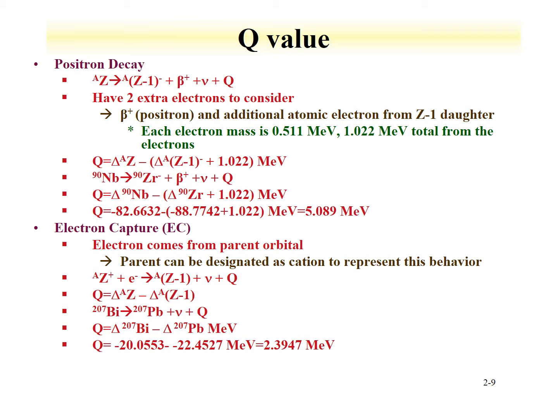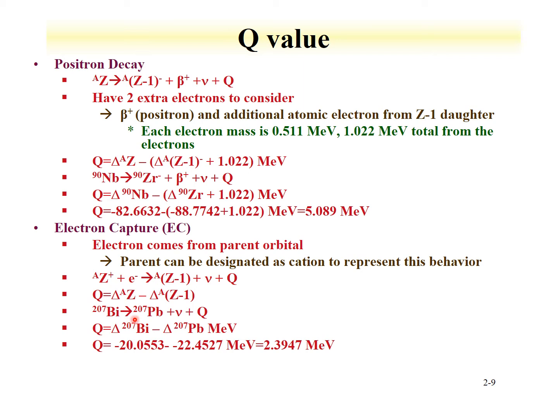We can do the same calculation for electron capture. In this case, the electron comes from the parent orbital. The parent can be designated as a cation to represent this behavior. So we have a parent here that takes an electron. Then a proton is converted into a neutron. An antineutrino is emitted, and then the Q value is calculated. From this, the Q value is just equal to, well, this gets neutralized, so we don't have to worry about electron mass. It's just the mass of the parent minus the mass of the daughter.